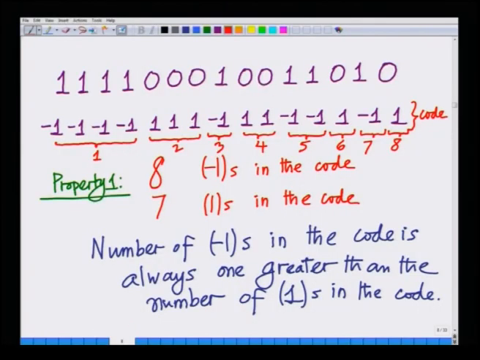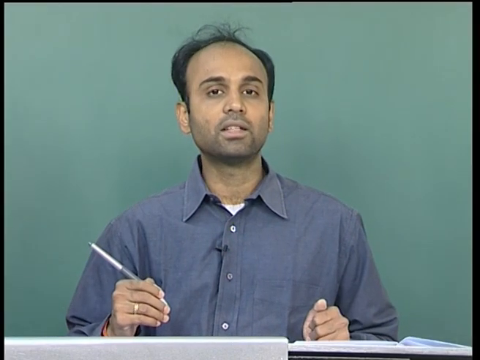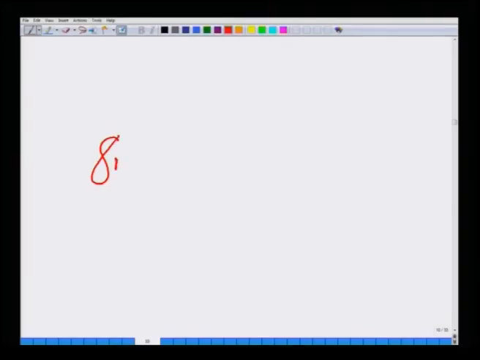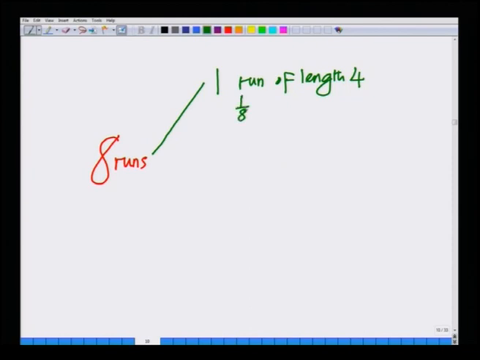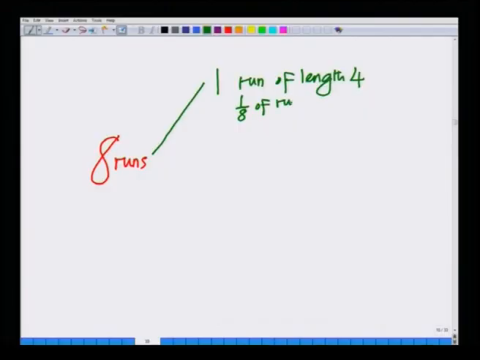There is one run of length 4. So, let me now classify or categorize these runs as different runs. So, there are 8 runs, out of which there is one run of length 4, or basically out of all the runs 1/8. Remember, there are 8 runs, one run is length 4, which means 1/8 of the runs are of length 4.